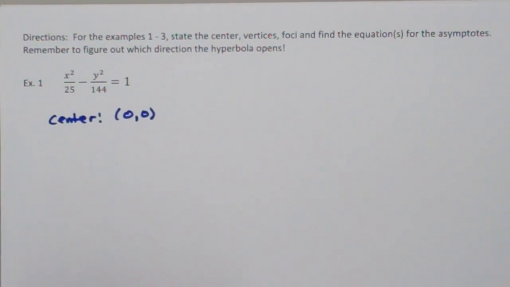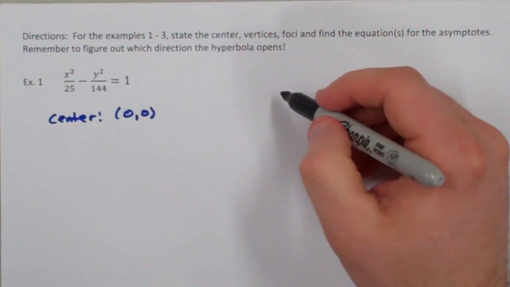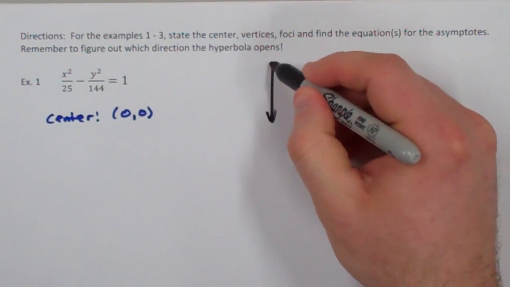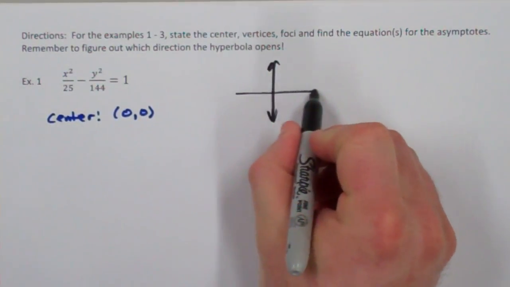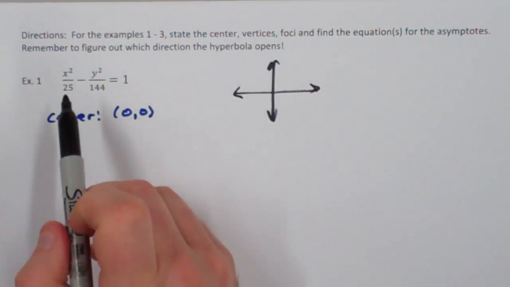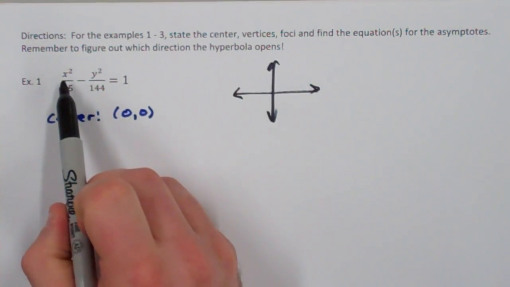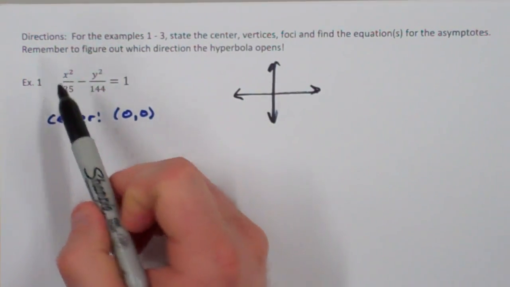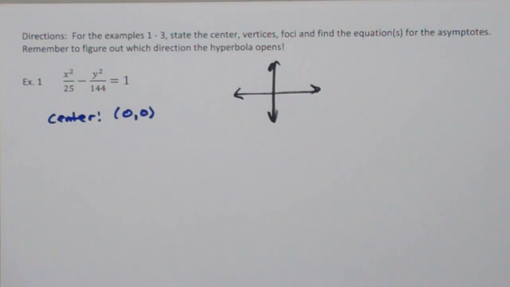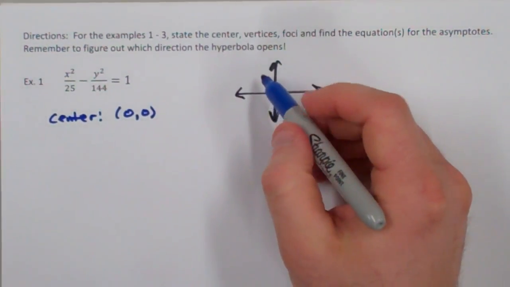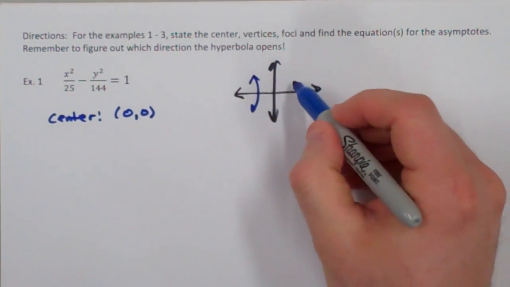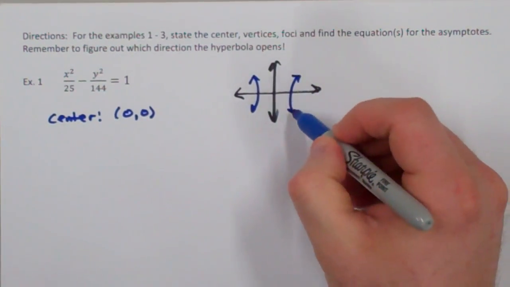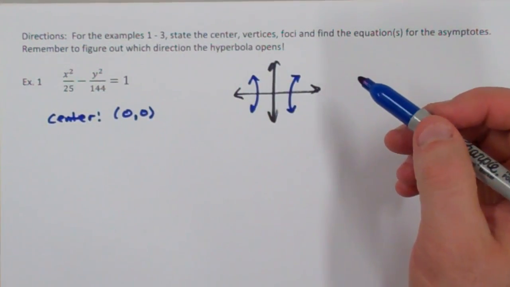The second thing I like to do is figure out which direction this thing opens. If I were to make a quick sketch up here, I just like to do this to help remind me which way it opens. I can see that the x term here is first, which means it's going to open in the x direction. So it's going to look something like this. We'll just keep that in mind.